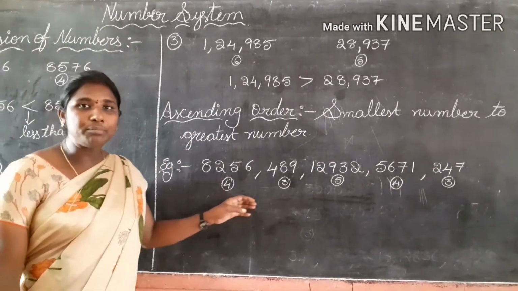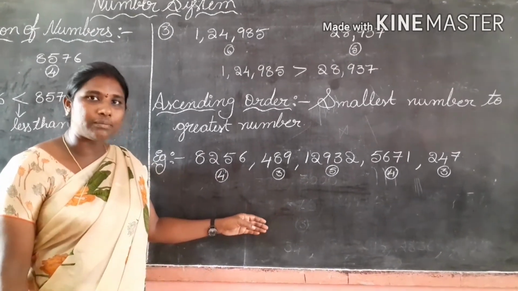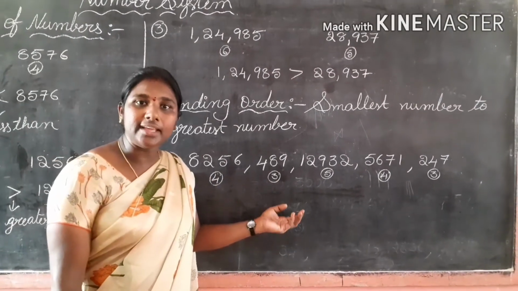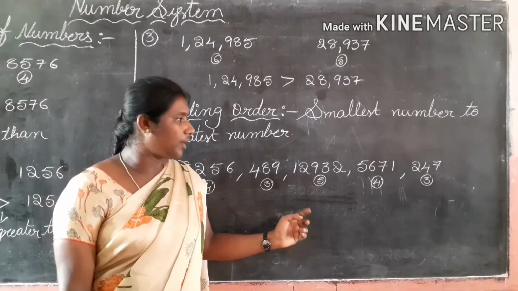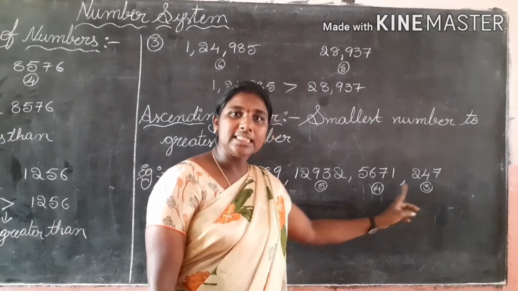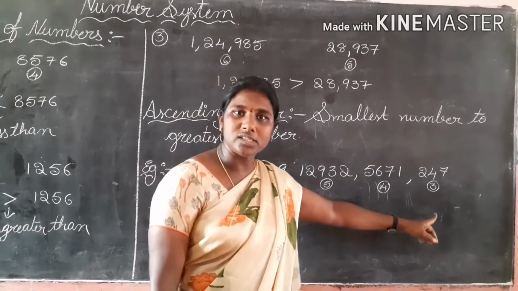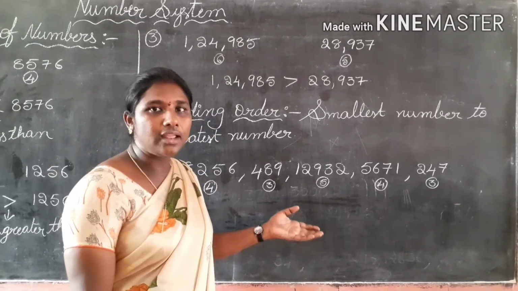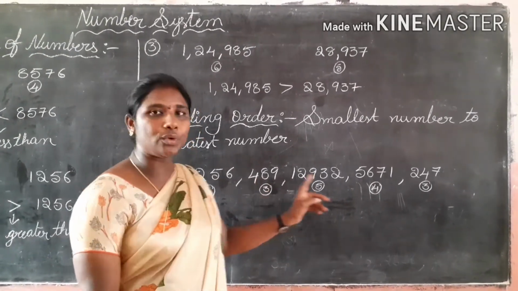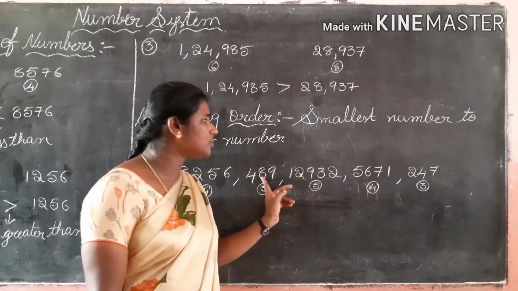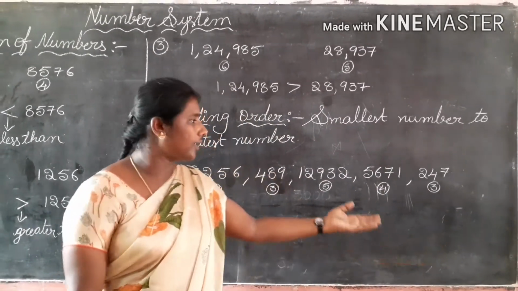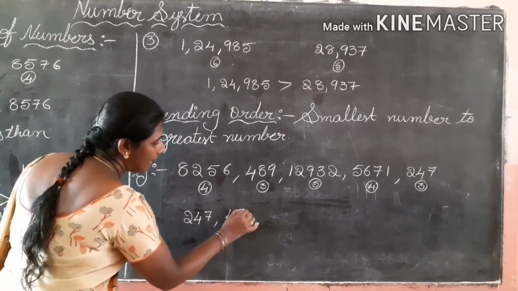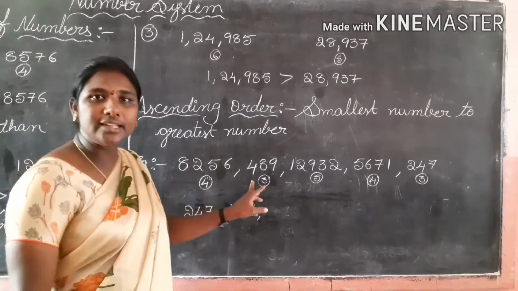Now we have to arrange the numbers in ascending order, from smallest to greatest. Which is the smallest number? The number with fewer digits is the smallest. Here these two numbers contain 3 digits. Now in these two, we have to check which is smaller. How do we check two numbers having the same number of digits? We check their leftmost places. Here the first digit is 4, and here it is 2. Which is smaller, 4 or 2? 2 is smaller. So first we write 247. Next is 489. The 3-digit numbers are complete.